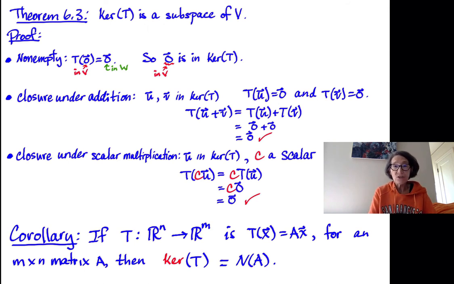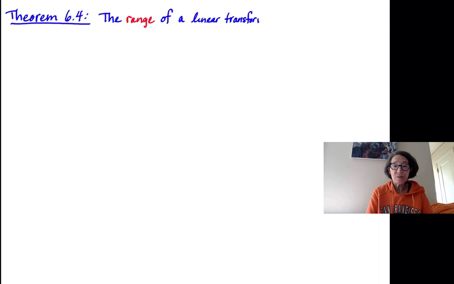Remember, the range is the set of all vectors w such that w is equal to T of v, for some v in the vector space V. All right, let's look at our first theorem about the range of a linear transformation. Theorem 6.4 tells us that the range of any linear transformation is also a subspace. It's a subspace of the vector space W.